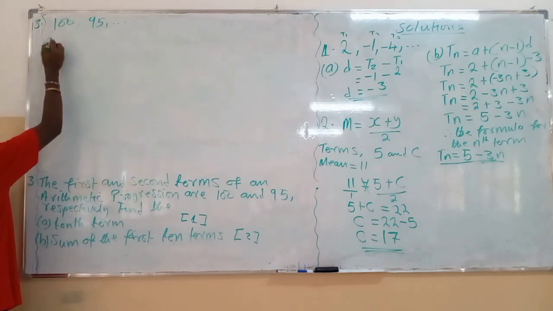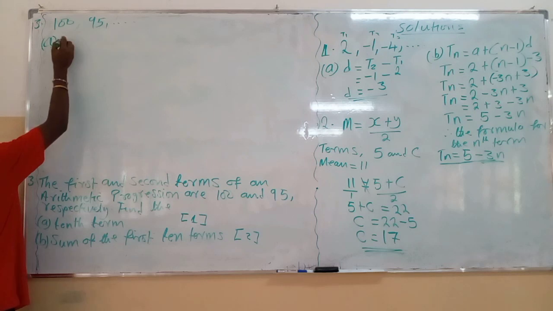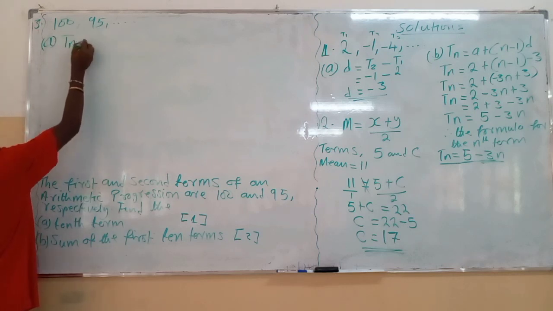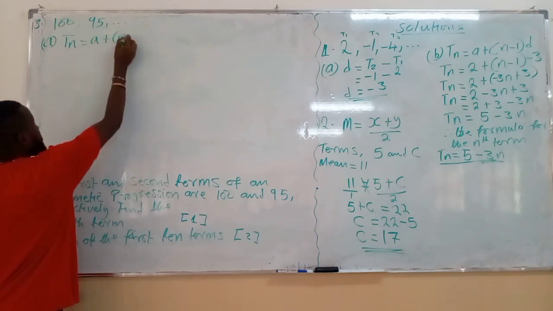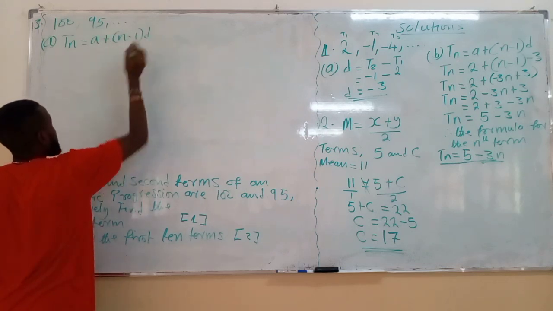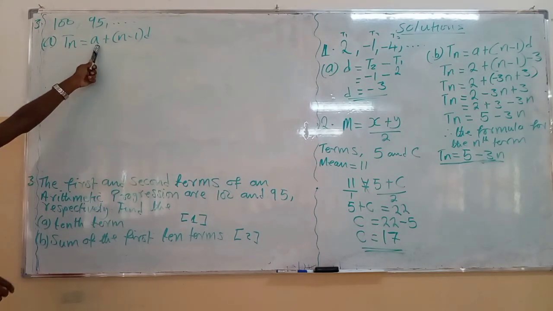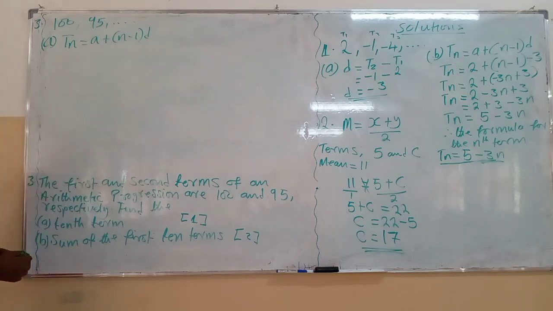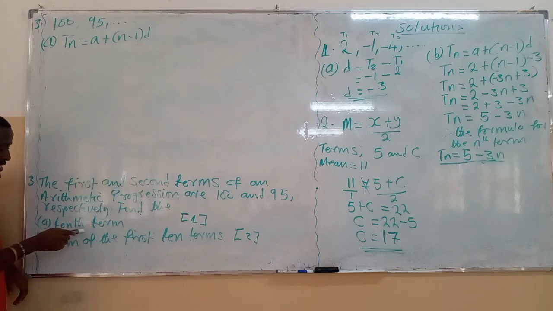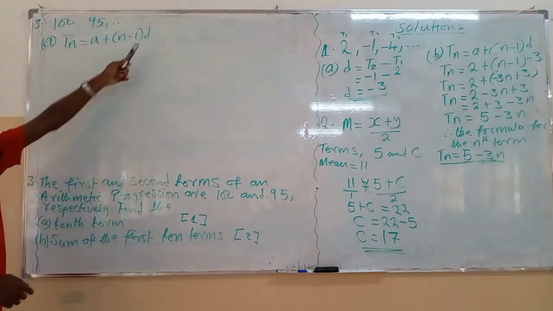Question A, they're asking us to find the 10th term. So we're going to write the formula. The 10th term is equal to a plus n minus 1 times the common difference. Now look at this one. What is my first term? 100. What is my n here? It is the term they have asked for. They have asked for the 10th term. So n is 10. What is my common difference?